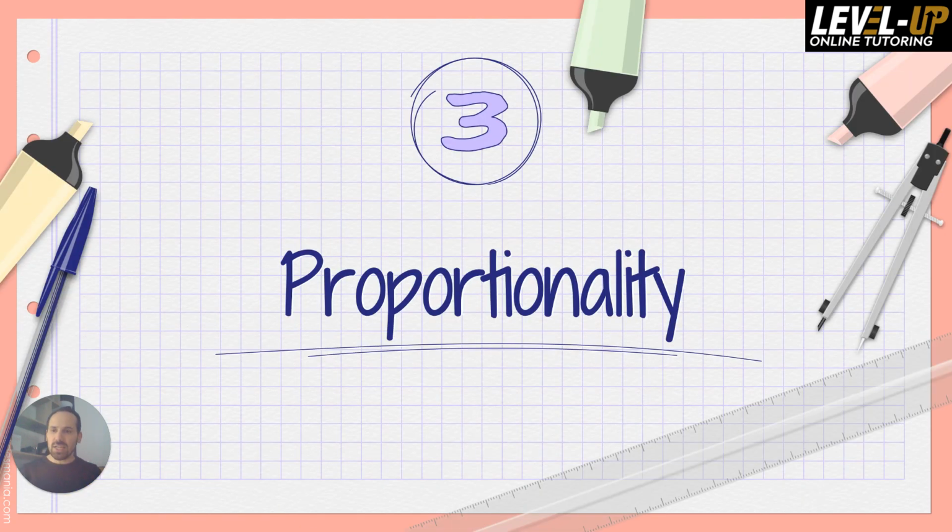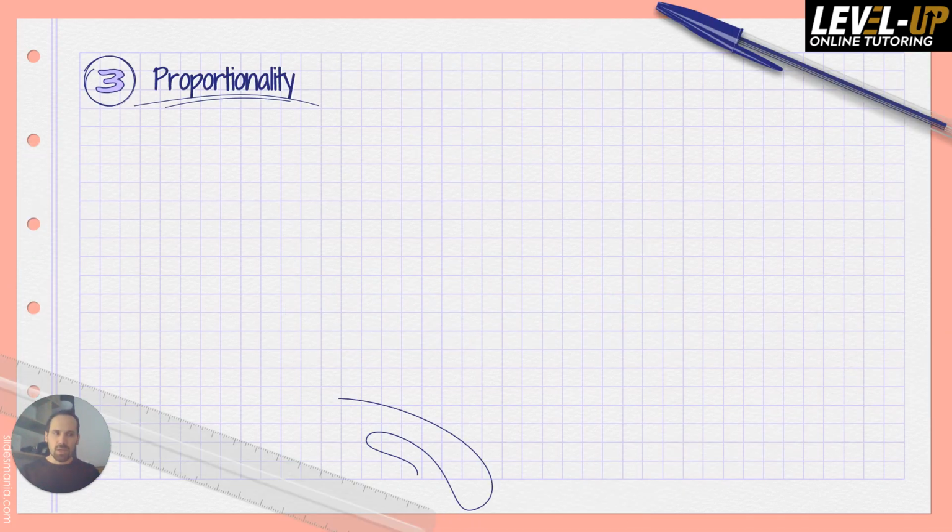So let's move on to proportionality. We've seen a bit of proportionality before. Now we're going to look at it in algebraic form. So if we had, say, two variables like y is proportional to x, we have this little symbol here which denotes proportionality, and it reads left to right. So we've got y is proportional to x.